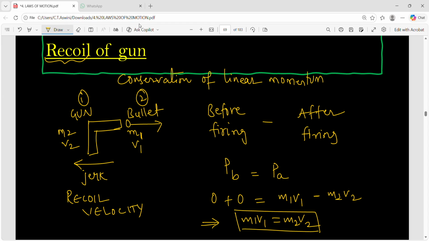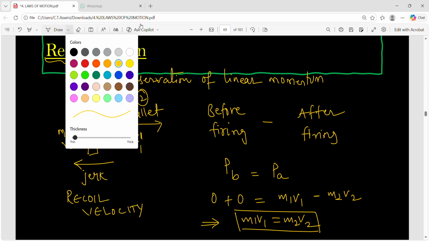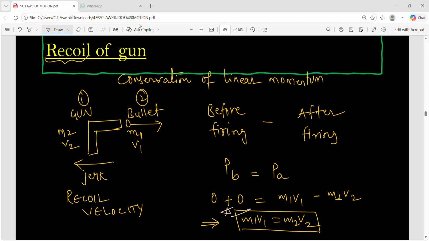So remember this. Whenever it comes to the concept of recoil of the gun, momentum of the bullet will be equal to momentum of the gun, because initially the whole system momentum is 0. So final momentum also has to be 0, and this is possible if the two objects move in opposite direction. Their momentums must be in opposite direction. So M1 V1 must be equal to M2 V2. Remember this.